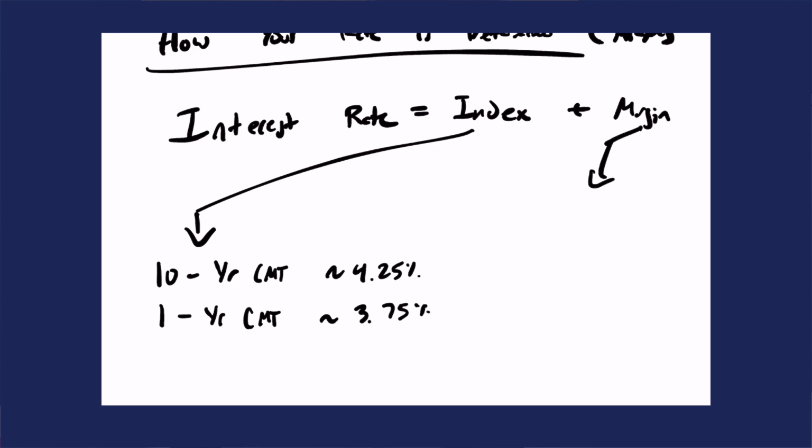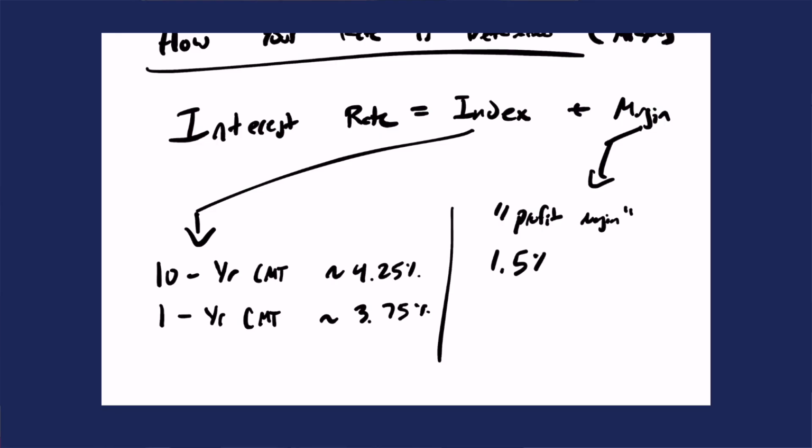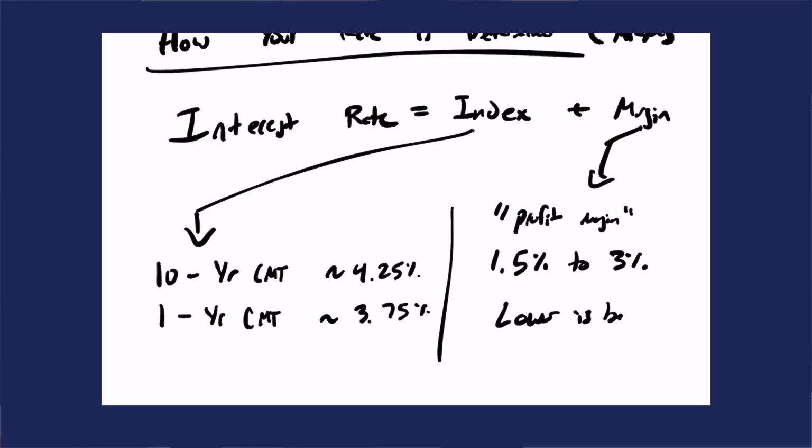Now, the other number that gets added to the index is the margin. When we say margin, I always like to call it the profit margin because it is the number that gets added to the index. So when you're looking at a reverse mortgage, you want to look for a margin. This number is usually between 1.5% to 3%. And the margin will vary depending on various factors. But understand that as a borrower, you want to look for a lower margin. So lower is better here. And that should make sense, right? Because we want to pay a lower interest rate.